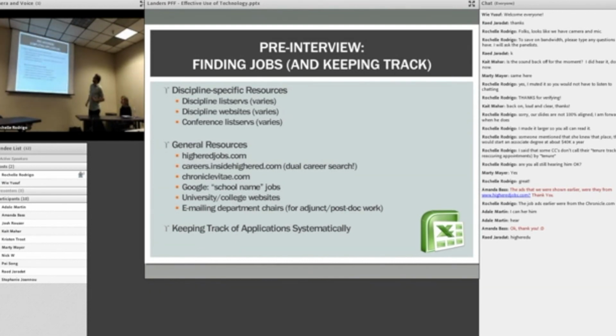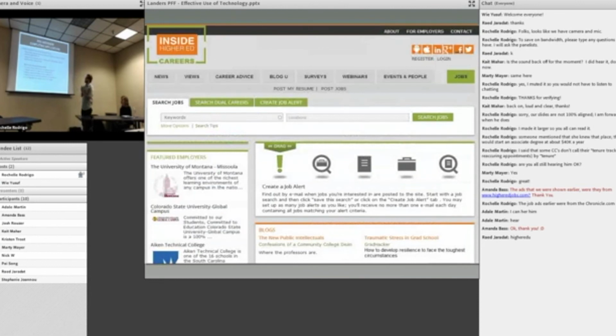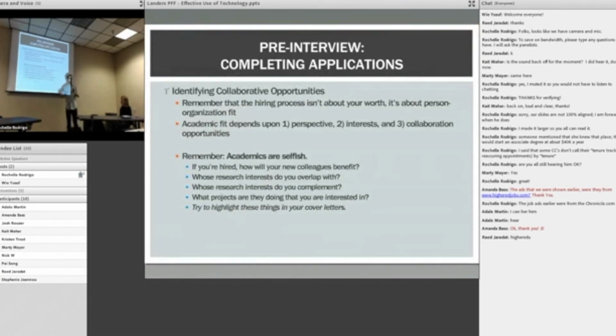All right. So completing applications, next piece, where technology can really help. As you are crafting your cover letters, think about what kind of collaborative opportunities you would be able to engage in once you got there. So remember, the hiring process isn't about your worth or your value as an academic. It's really easy to flip into that, oh, they didn't want to hire me because I'm not good enough. Not really what it is. That's a little piece of it. Most of it is fit. When you come to this department, are you going to be a good colleague? Are you going to be able to contribute in a way that we are proud of? That's what they're looking for.